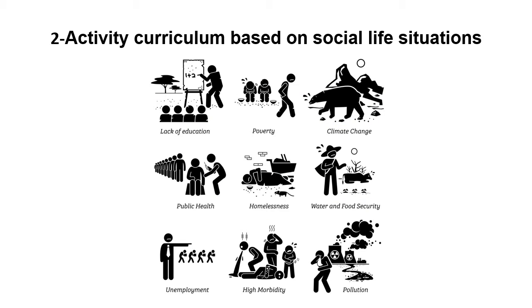After studying the activity curriculum design, we have to move to the second design, which is activity curriculum based on social life situations. This design considers school as a social institution that determines the society's future through the experiences that enable the learner to carry out the responsibilities for the advancement of the society.